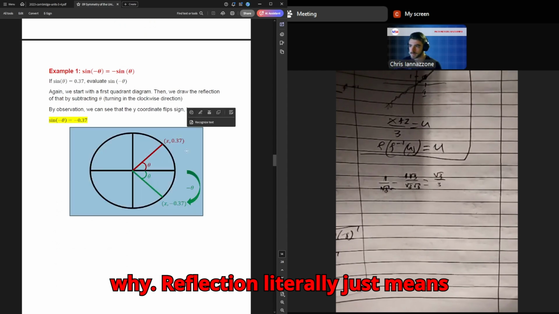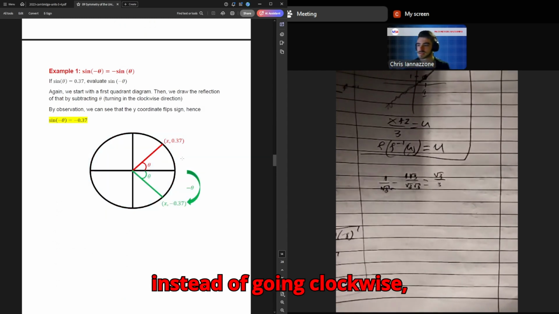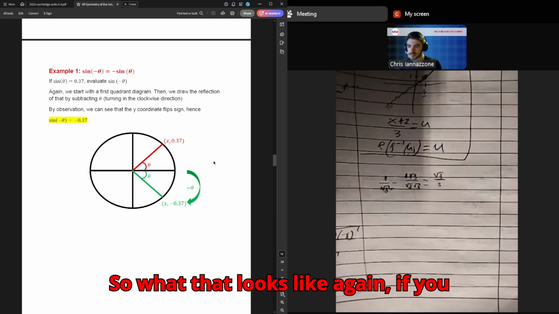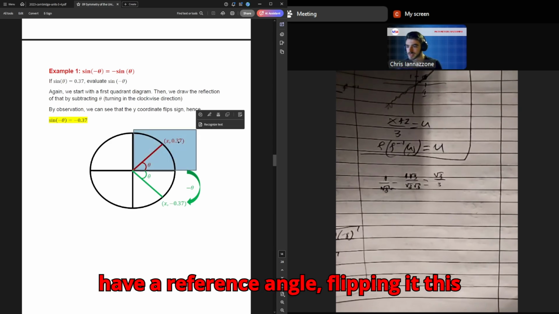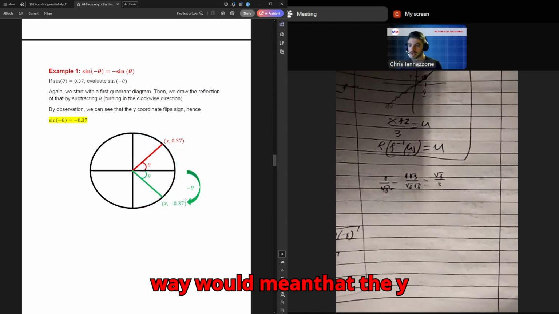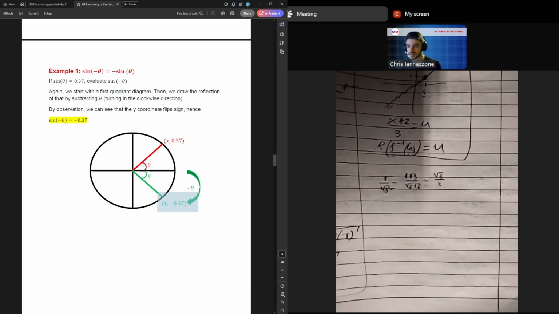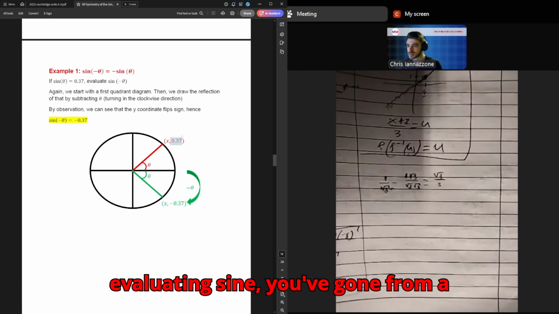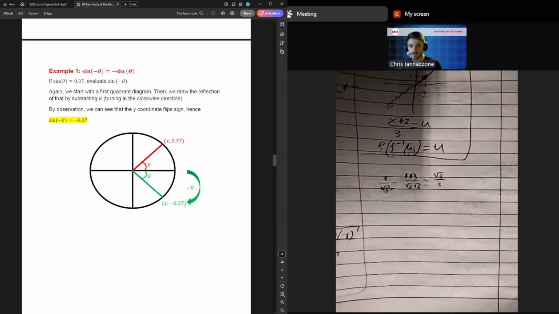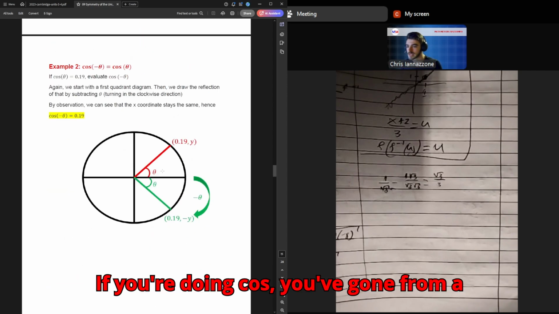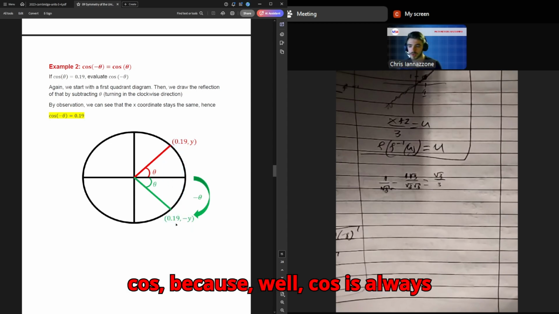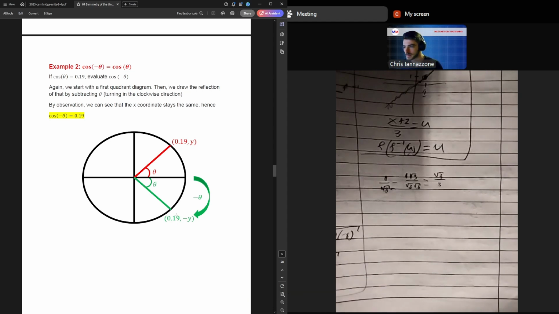Let's see why. Reflection literally just means instead of going anti-clockwise, you go clockwise. So what that looks like, again, if you have a reference angle, flipping it this way would mean that the y value becomes negative. So if you're evaluating sine, you've gone from a positive sign to a negative sign. If you're doing cos, you've gone from a positive cos to another same positive cos, because, well, cos is always positive on the right-hand side.